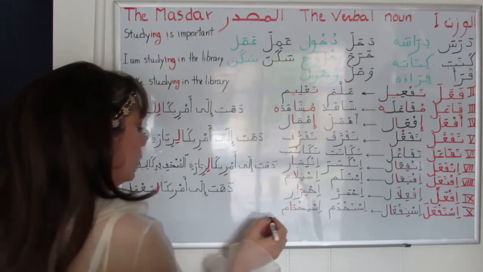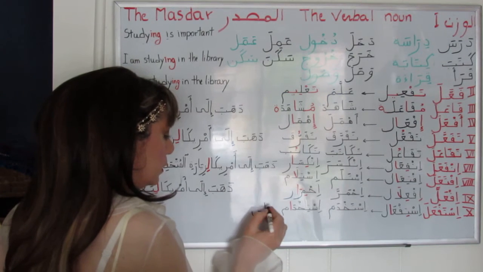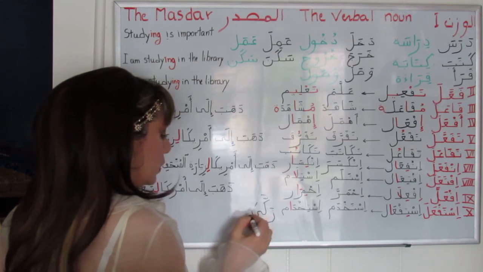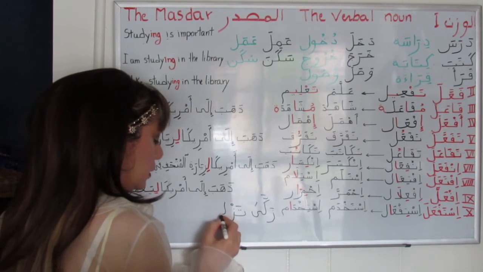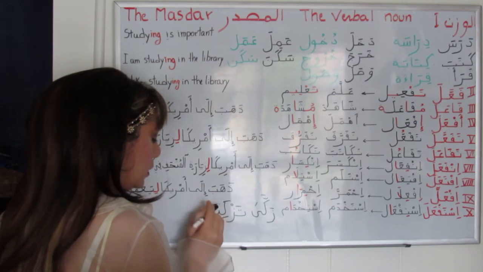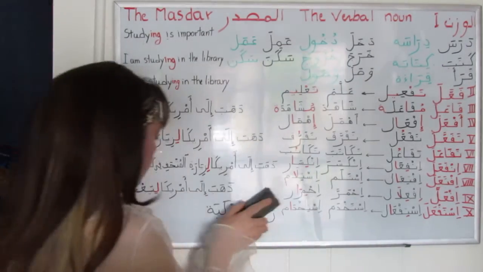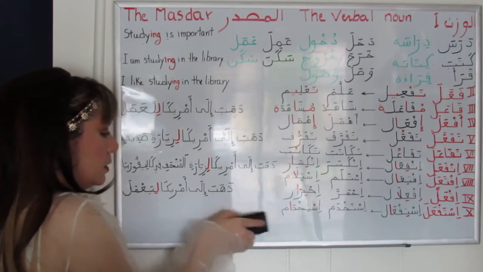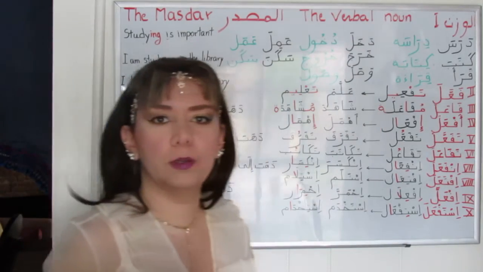Another last one with the broken alif. Zakka, he purified. Ta, z, kia. Tazkiya, purification. See, it's rhyming. It's musical. This is the beauty of this language.